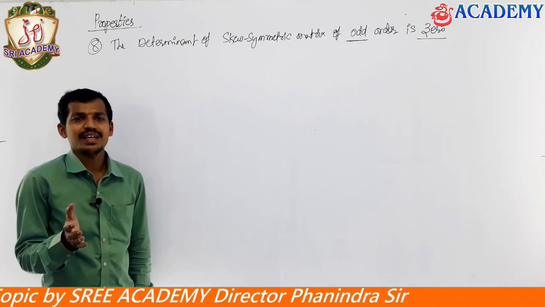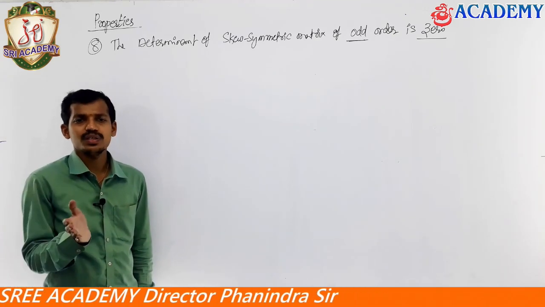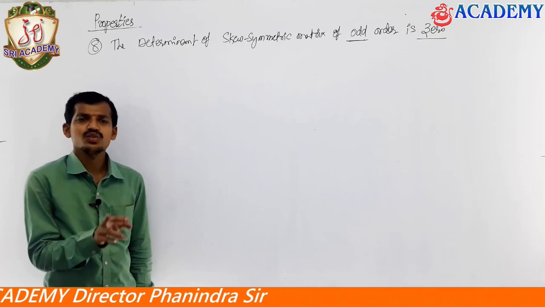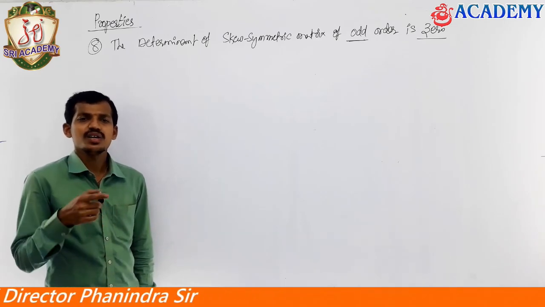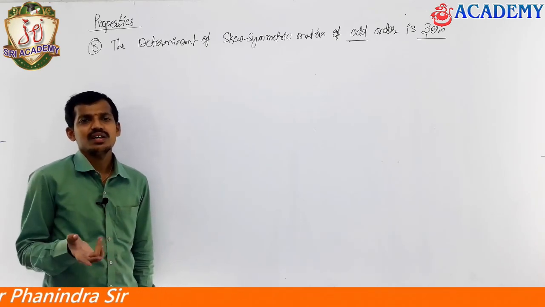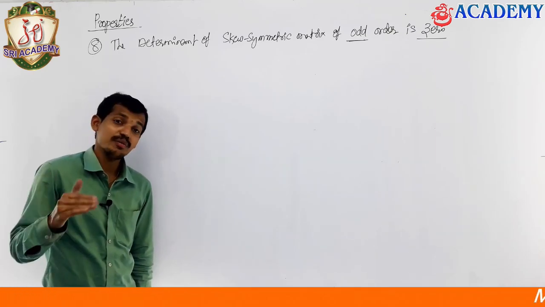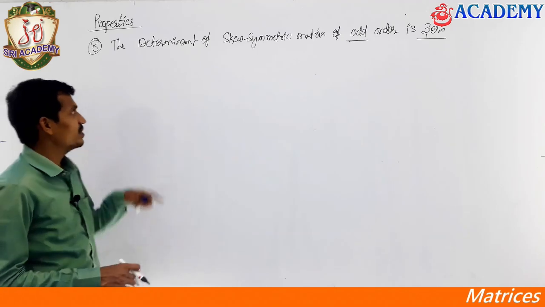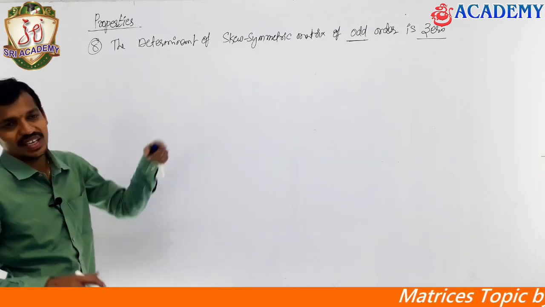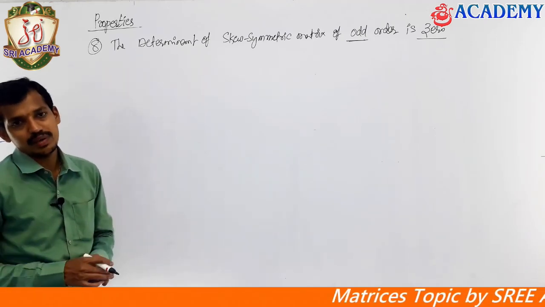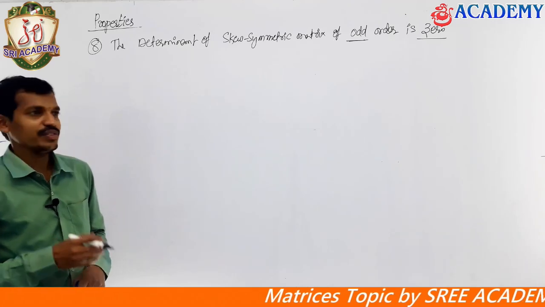Actually, in our matrices we have only up to 3 by 3. That is, 2 by 2 and 3 by 3 we are learning. 2 by 2 is even order. 3 by 3 is odd order. 4 by 4 is even, 5 by 5 is odd order. But he is giving it generally: the determinant of any odd order skew-symmetric matrix is always going to be 0. If you want, you can check.